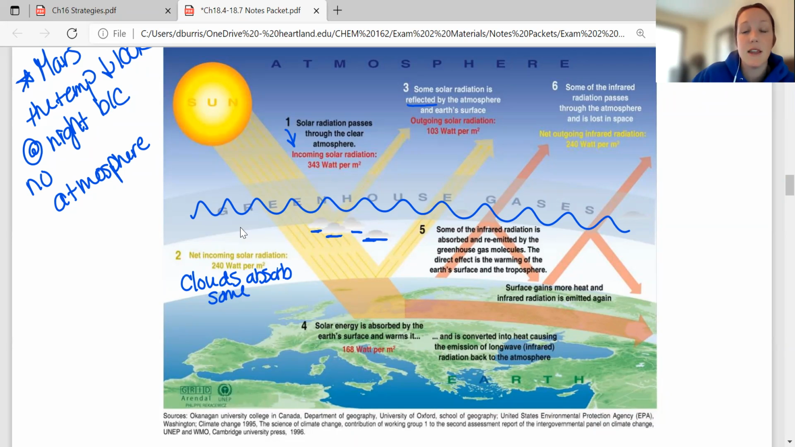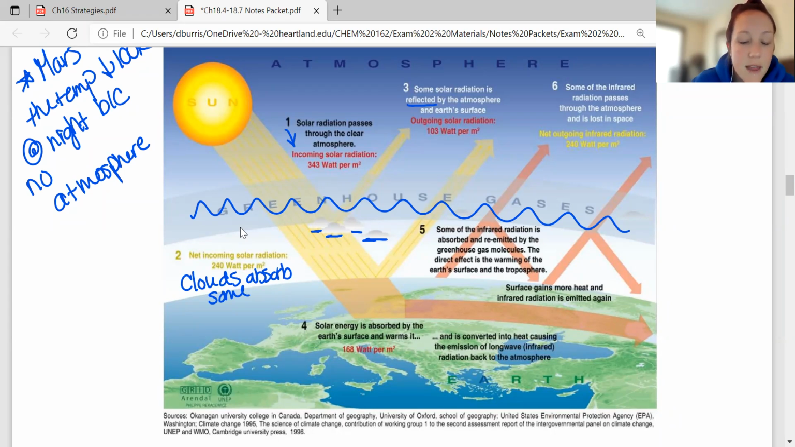Okay, so some of it just can't get through those molecules. It doesn't cause a reaction or something. Sometimes it does cause a reaction, like we've talked about photodissociation and photoionization, but some of it just gets ejected back out. Now, if you go to number 4, solar energy is absorbed by the Earth's surface and warms it. This is what we were talking about Mars-wise, and we need our Earth to stay warm. So some of it gets absorbed down here.